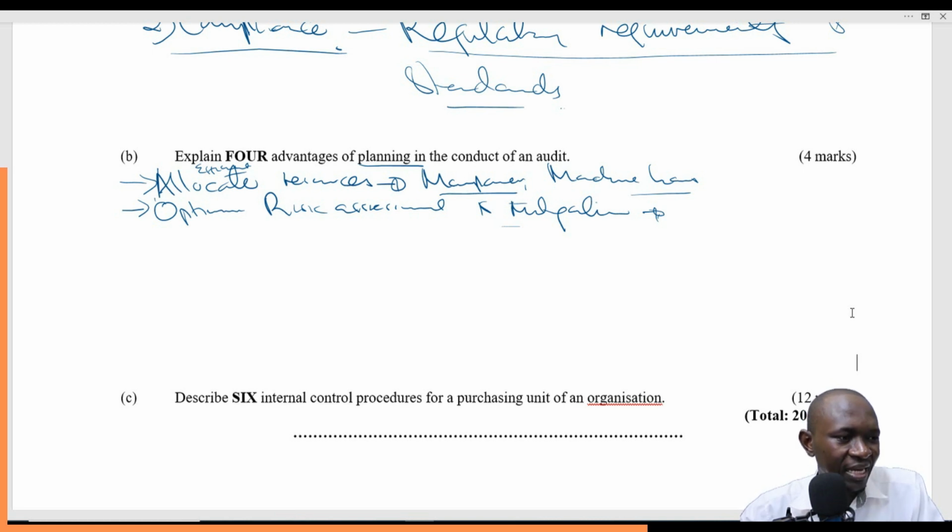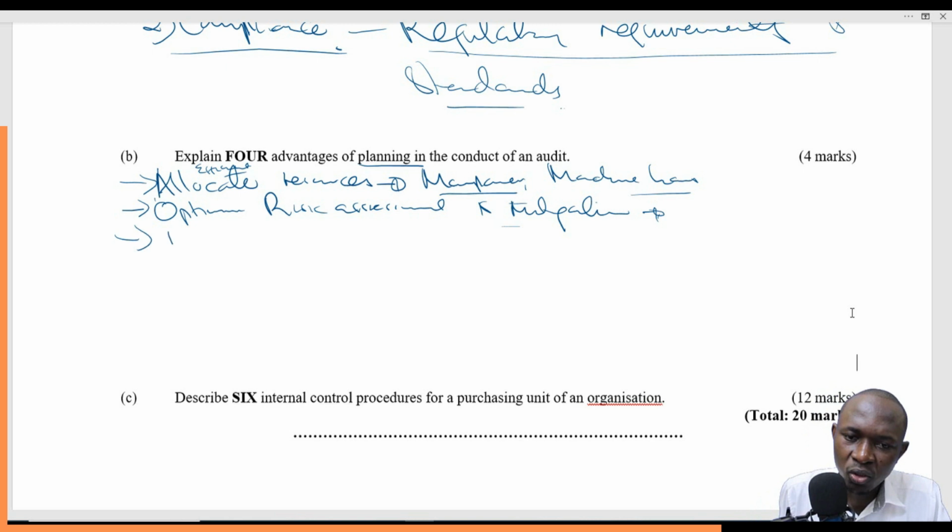It will give us enough time to understand the entity's operations, the industry, the internal control systems, all those things. At the end of the day, we'll just talk of optimal risk assessment for mitigation purposes. So planning helps us in allocation of enough time and all the necessary requirements that can help us ensure optimal risk assessment.